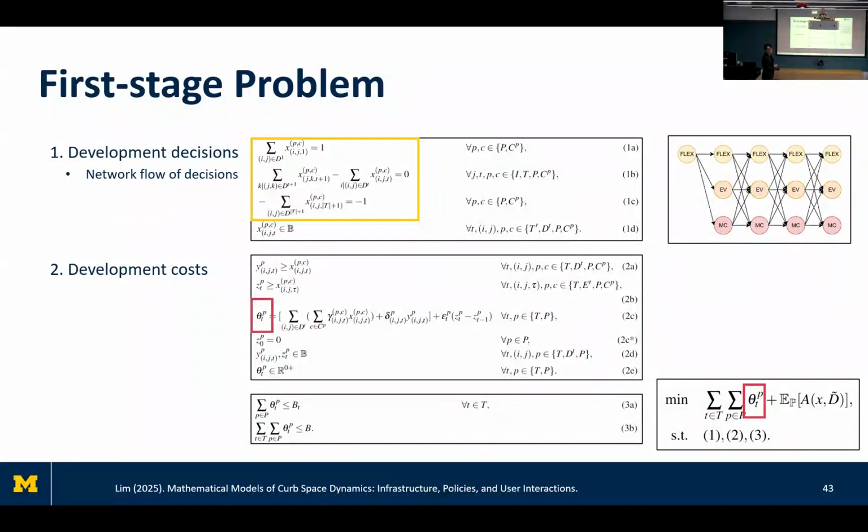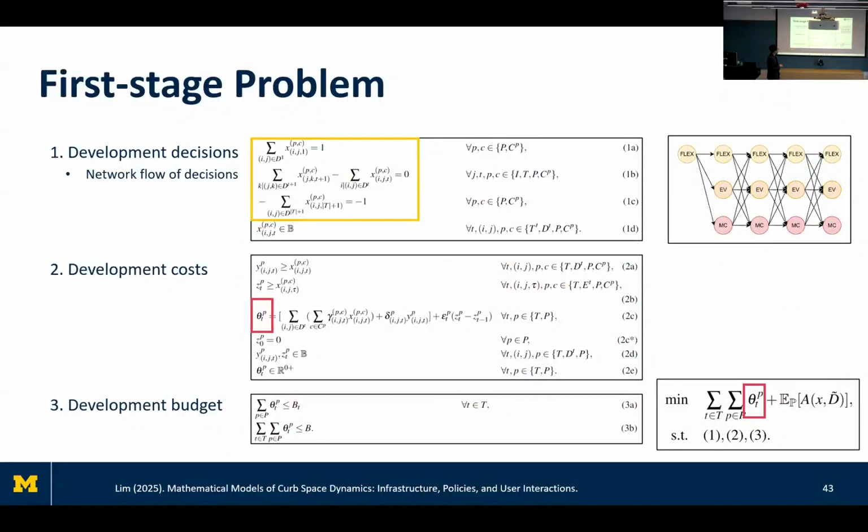Then each of these arcs has a development cost. We calculate the development cost using this variable, which is comprised of the variable cost, fixed cost, and the one-time electrification cost. I consider the electrification separately because it is a very costly upgrade in the urban setting. The last is the development budget. I wish we had infinite money, but that never happens. So we have this budget constraint where our budget is constrained by B_t for each time period, and the total budget is constrained by B.